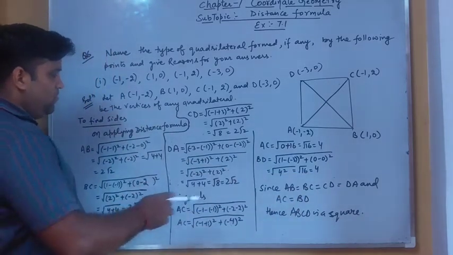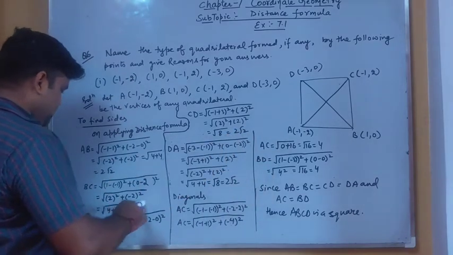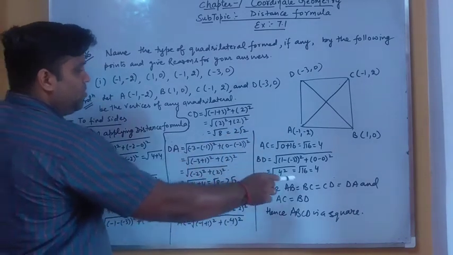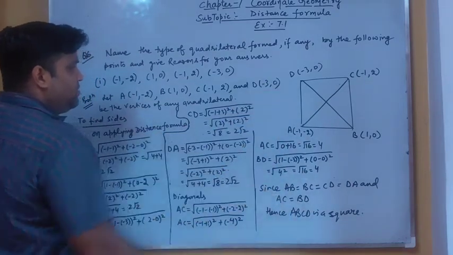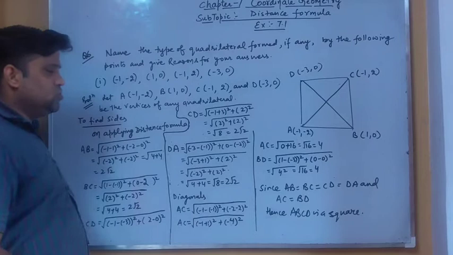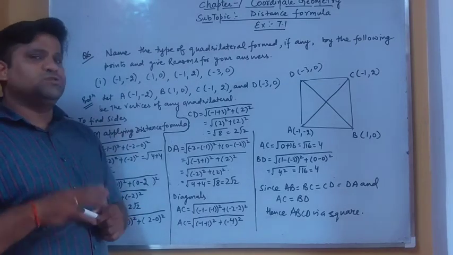So from all this we can see that AB, BC, CD and DA are all equal to 2 root 2, and the diagonals AC and BD are also equal to 4. So we know that in a quadrilateral, when all sides are equal and diagonals are equal, such a quadrilateral is a square. Now let us come to question number 8.